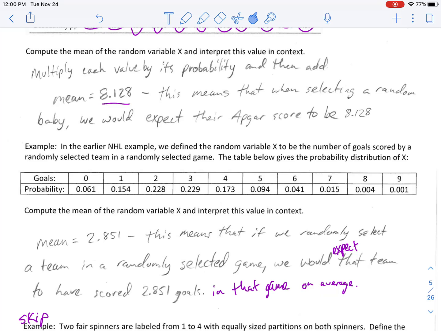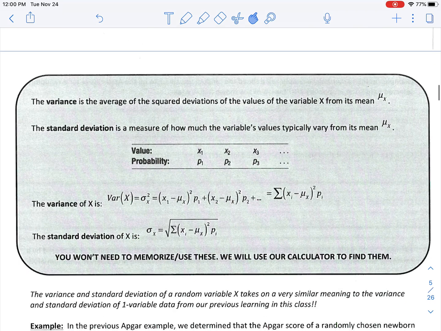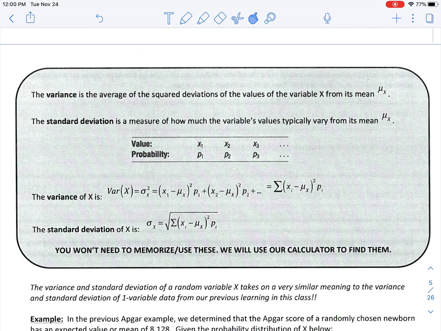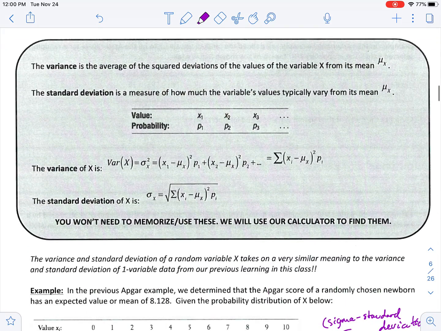Okay. All right. Skip the next one. We'll talk about that at some point. And then standard deviation. Now, okay, here's the nuts and bolts of this. Here's what you need to know from this. We already know what standard deviation means.